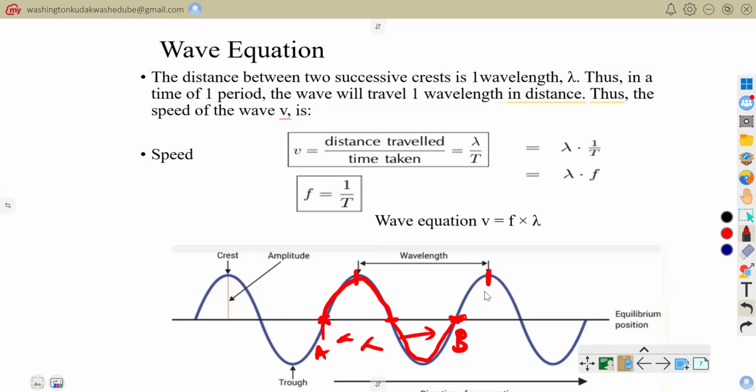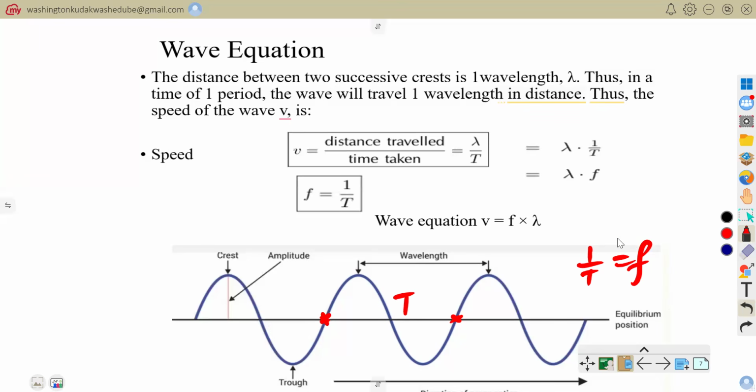Or else the distance in between two crests or two troughs, that becomes our wavelength. And then the total time that it takes to move from the initial point to the last point, or the total time it takes to complete this one wave, that becomes our time period. If that is the case, 1 over our time period gives us our frequency.